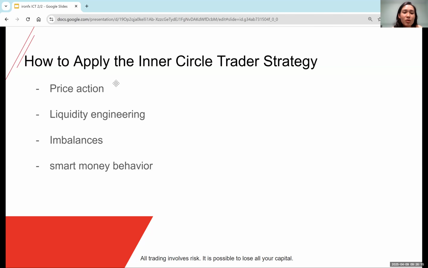Starting off, we have price action, liquidity engineering, imbalances, and smart money behavior. For price action, I'll give a couple of examples on what exactly this means in a bit. Liquidity engineering basically speaks about the liquidity concepts that we've been talking about: inducements, buy side, sell side liquidity, and also liquidity pool manipulation, which is in the next few slides, I think. Imbalances, we've talked about this as well, and smart money behavior.